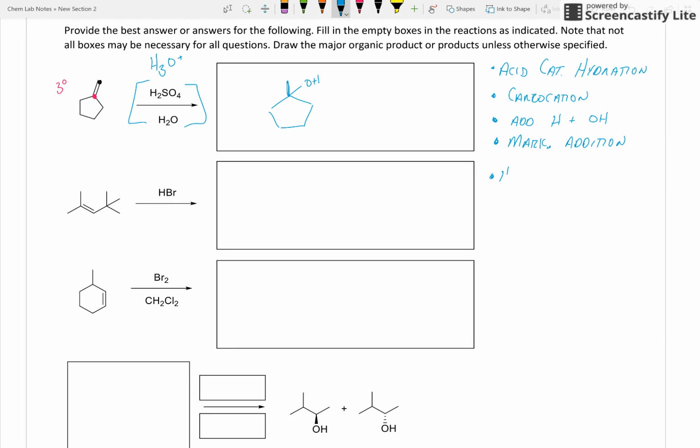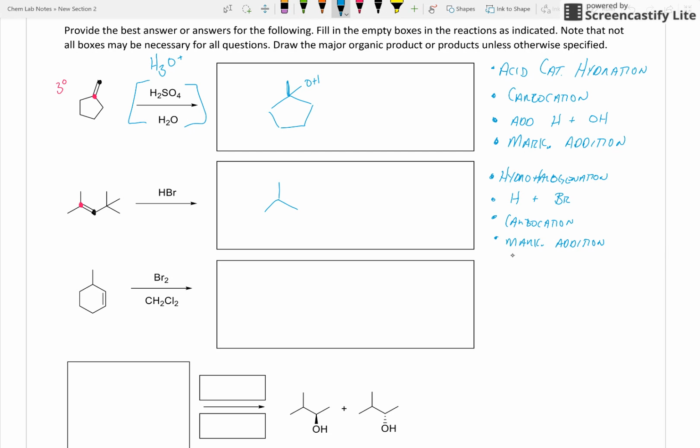So here we have hydrohalogenation. We're adding a hydro and a halogen, so we're adding the H and the Br. Again, it's a carbocation, and a Markovnikov addition. A lot of the same bullet points that I mentioned for the first one. Again, we've got red and black. Red is tertiary, black is secondary, so we're going to be adding our Br to the most substituted side.